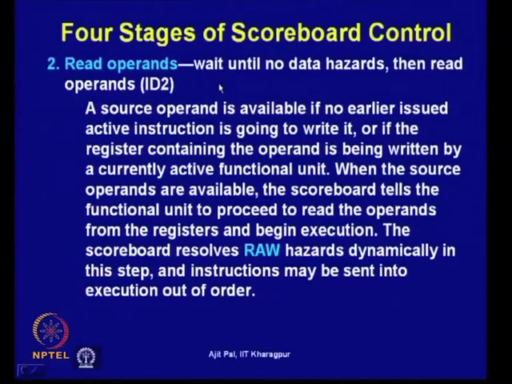Then read operands: wait until there are no data hazards, then read operands. Reading of operands is done in the second stage of instruction decode, and it resolves read after write types of hazards dynamically. A source operand is available if no earlier issued active instruction is going to write it, or if the register containing the operand is being written by the currently active functional unit. When the source operands are available, the scoreboard tells the functional unit to proceed to read the operands from the registers and begin execution. The scoreboard resolves read after write hazards dynamically in this step, and instructions may be sent into execution out of order. So, this is how it allows out of order execution if operands are available.